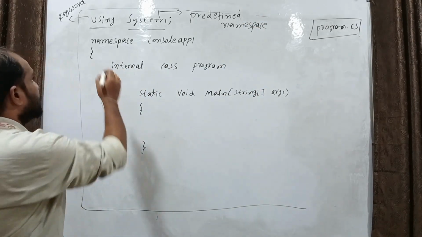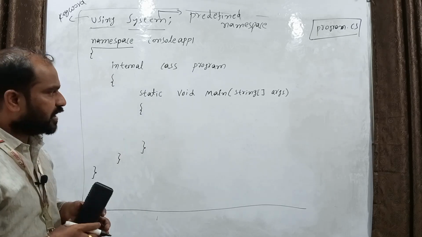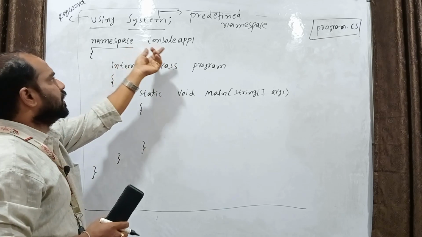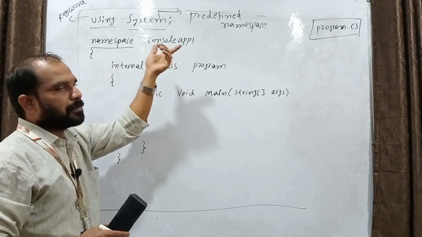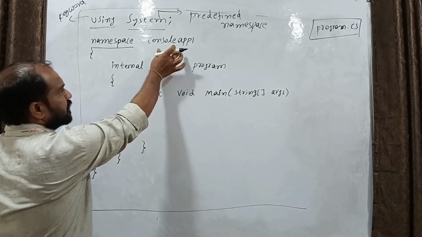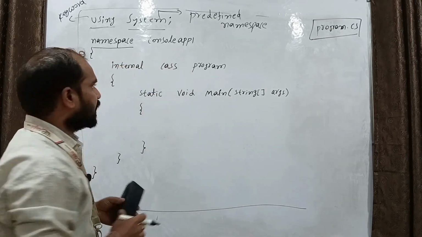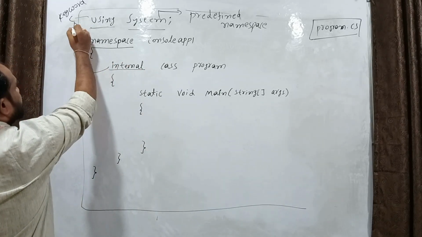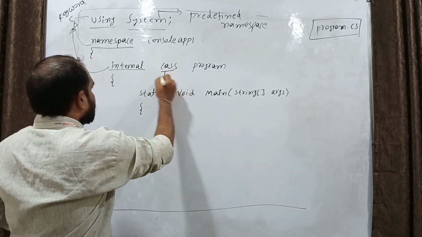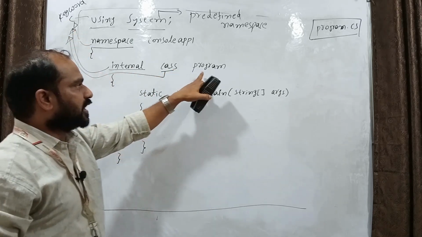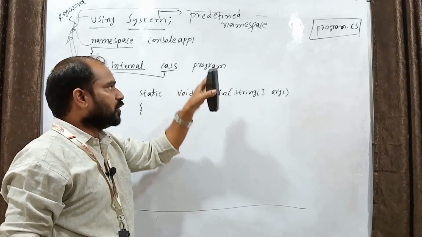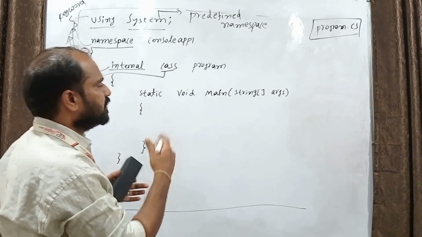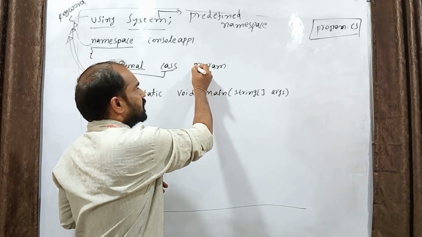Then namespace is also a keyword. Here in our program, we are going to create a namespace for our program. The name of our namespace is ConsoleApp1. By default, this name is taken from the project name, right? And after that, internal is also a keyword. Then class is also a keyword, and the name of the class is Program. If you want, you can change the namespace name or the class name also, but we will go with the default names here.